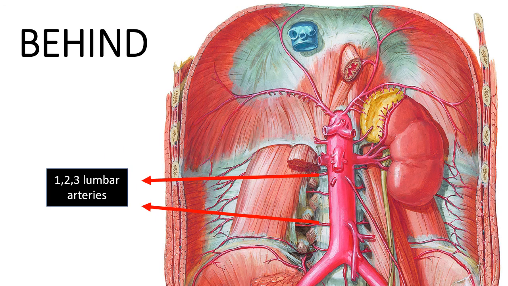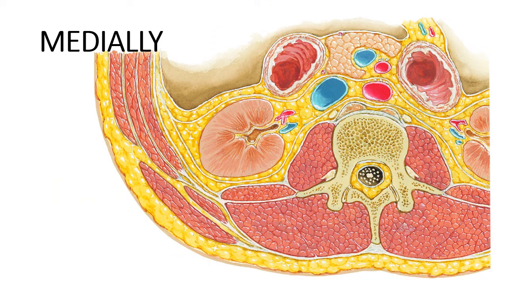Then what is present behind? Behind the Quadratus lumborum, we can identify the first, second, and third lumbar arteries running behind the Quadratus lumborum muscle. So what is present medially? Medially, we can identify the anterior layer of the thoracolumbar fascia, which is fusing with the anterior surface of the transverse process of lumbar vertebrae, where it is going to join with the lateral margin of the fascia iliaca.